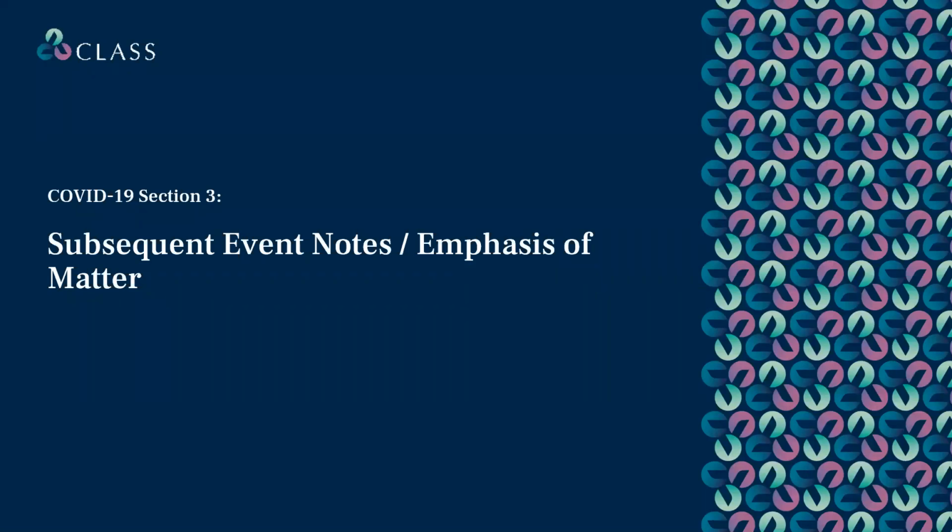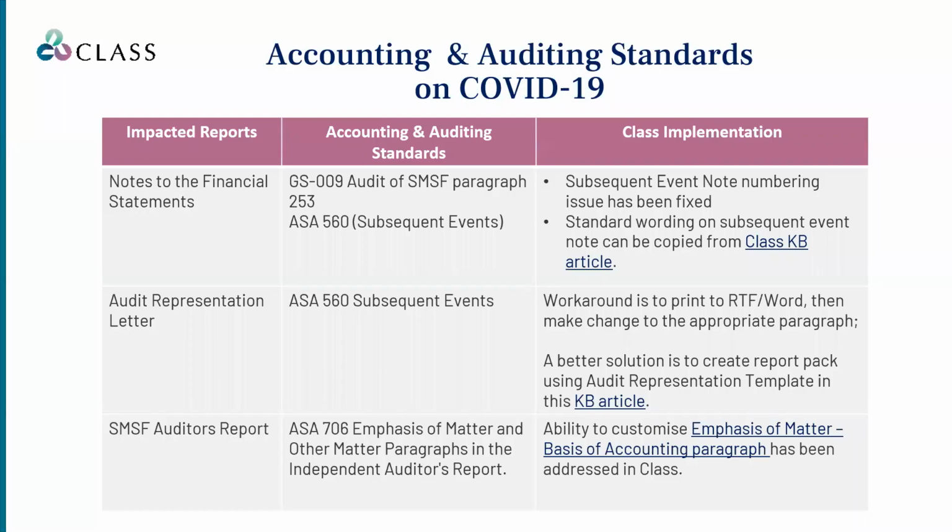Subsequent events and emphasis of matter. So this is predominantly driven by auditors' requirements. COVID-19 has been identified as being a non-adjusting subsequent event to all years ended prior to the announcement of it being a pandemic from March 2020. Given we're still in the middle of this pandemic, it is reasonable to argue that the impact for 30 June 2020 cannot be ascertained.